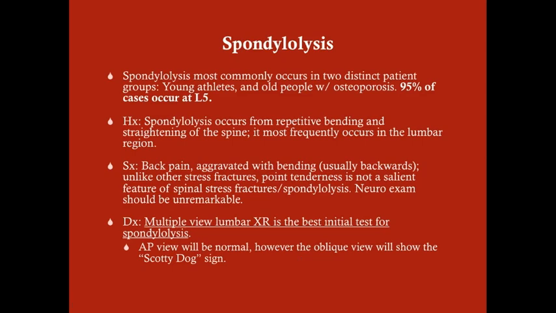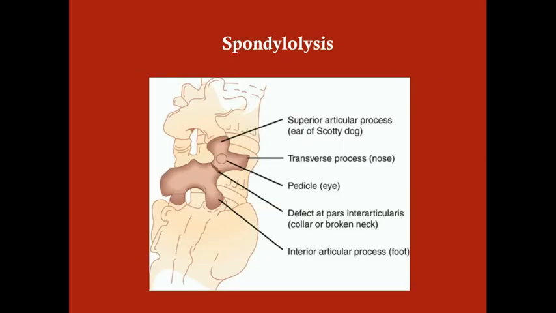What a name. This is my favorite name that they've come up with. So here's your Scotty dog. Somebody had to be really, really creative in finding this, but once you see it, you'll never forget it. So here's your superior articular process, forming its facet joint with the inferior articular process. Here's L5, here's L4. So here's your facet joint. Here's your transverse process. So here's the nose of the dog. Here's the little waggy ear of the dog. Here's the inferior articular process of L5, forming its facet joint with S1.